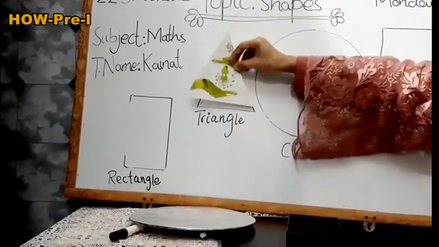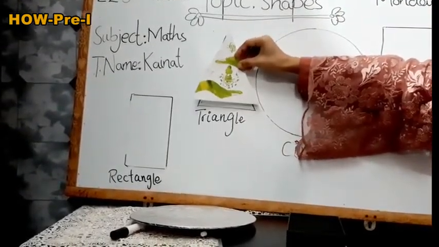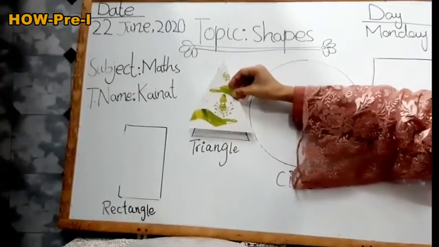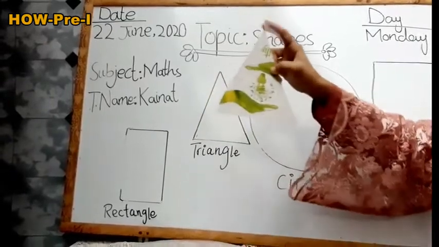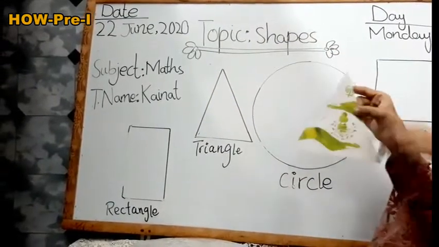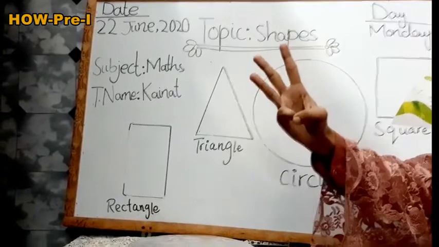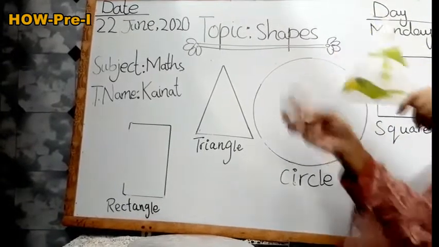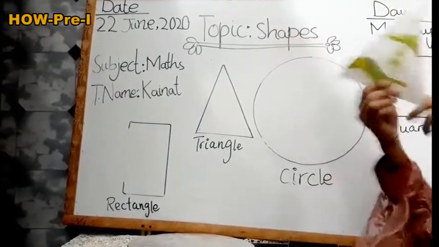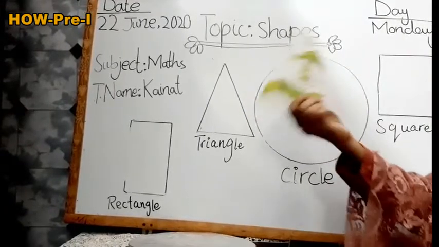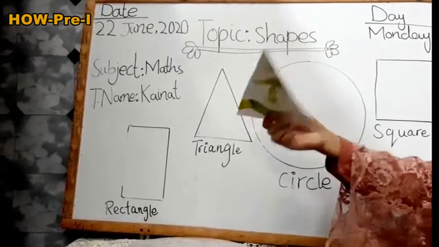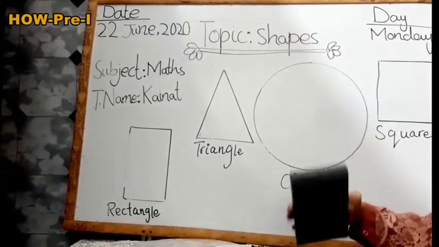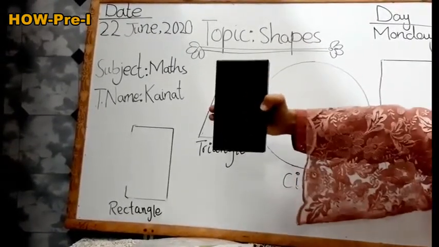I'm a triangle. Which shape is this, Pre-KG 1? This is triangle shape. Triangle has three sides. How many sides does a triangle have? Three sides and three corners. How many corners does a triangle have? Three corners.